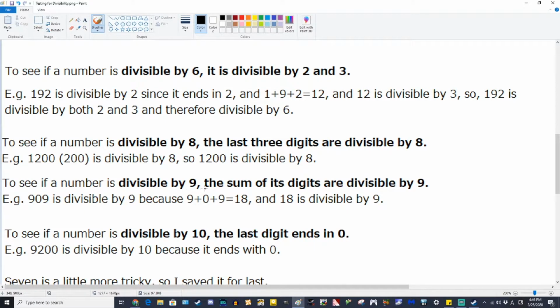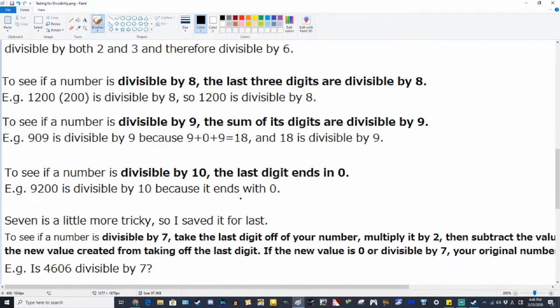So to see if a number is divisible by 9, the sum of its digits is divisible by 9. For example, 909 is divisible by 9 because 9 plus 0 plus 9 equals 18, and 18 is divisible by 9. As you know, 9 times 2 is 18. So it's the same thing as 3, except the sum has to be divisible by 9. You just add them all together, and if that number you get is divisible by 9, that number itself is divisible by 9. Alright?